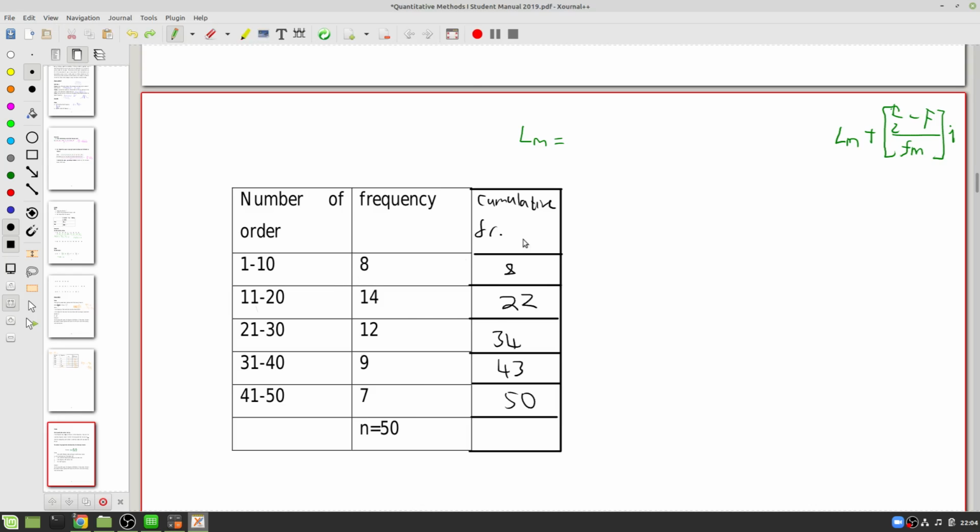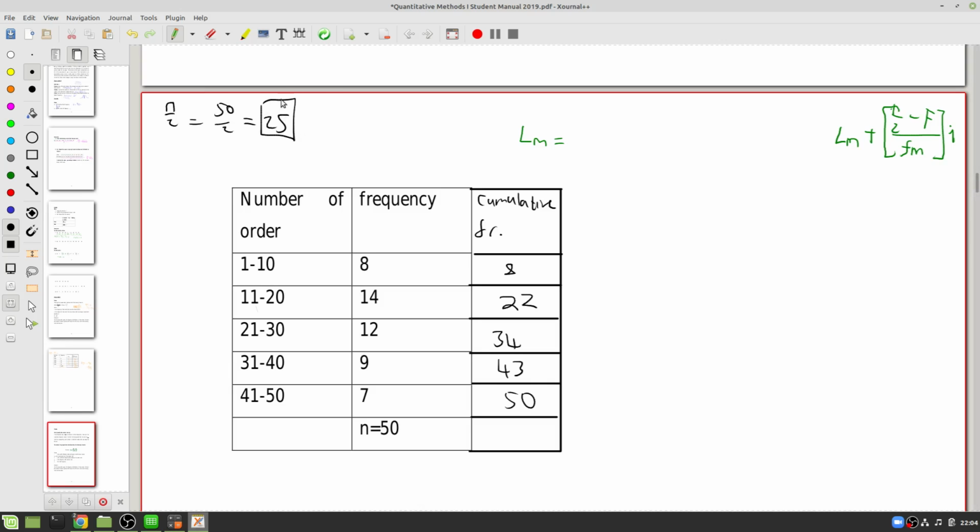Alright. So now to find which of these five classes is the one that contains the median, well, we know n is 50. So we can do n over 2, which means we've got 50 over 2, that gives us 25.